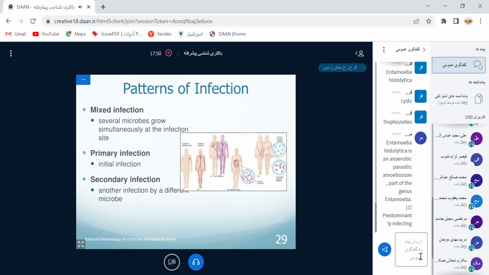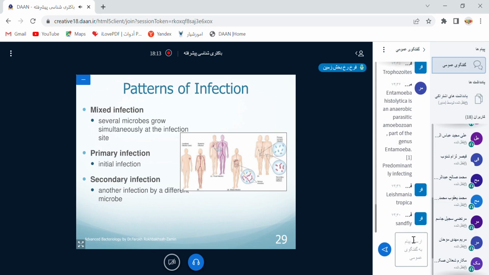Or for example, another infection like Leishmania tropica. Leishmania tropica, by the help of a sandfly, is injected into our skin. So Leishmania produces leishmaniasis.